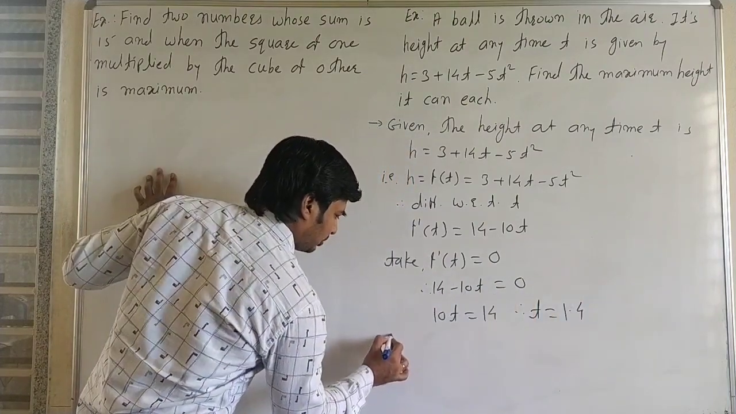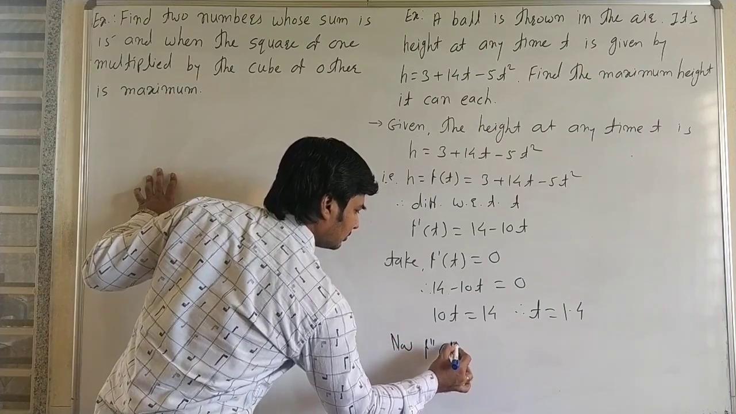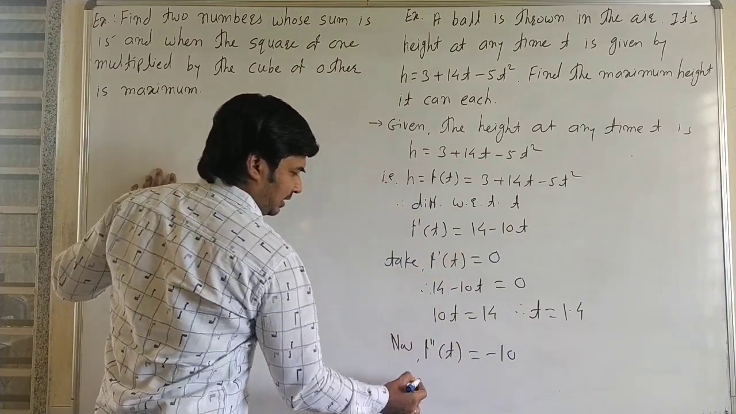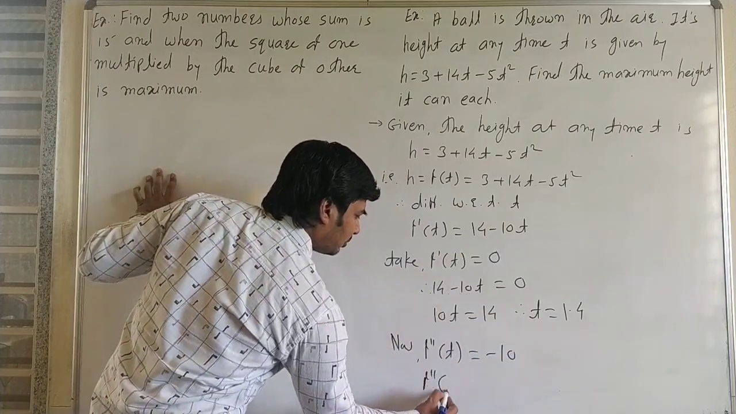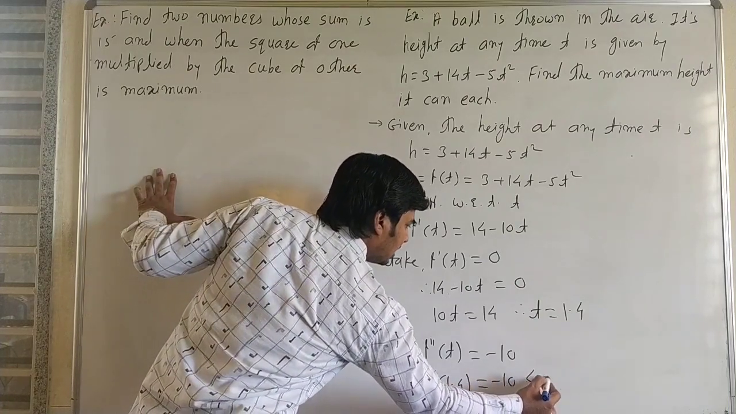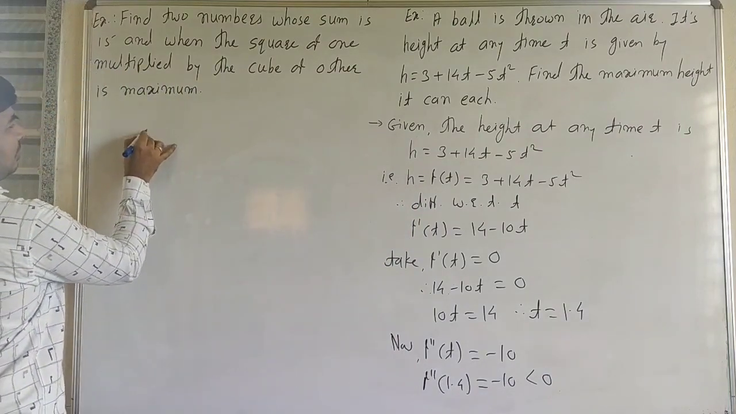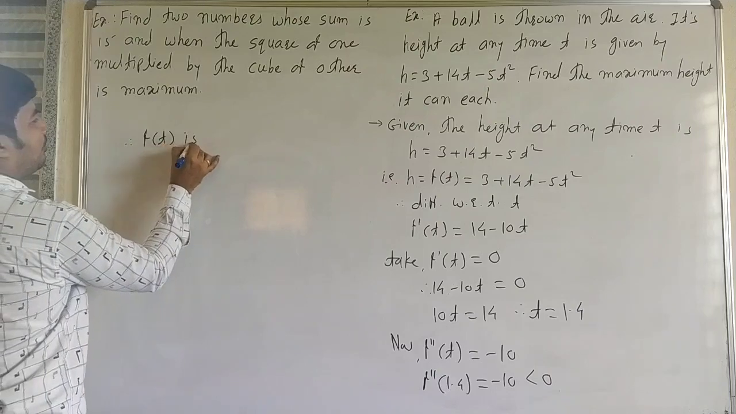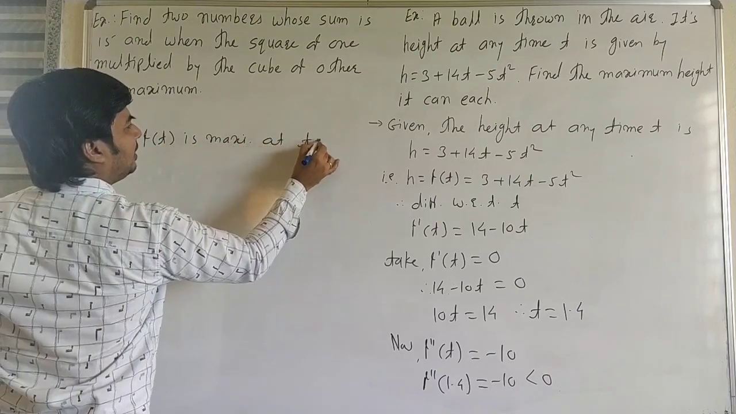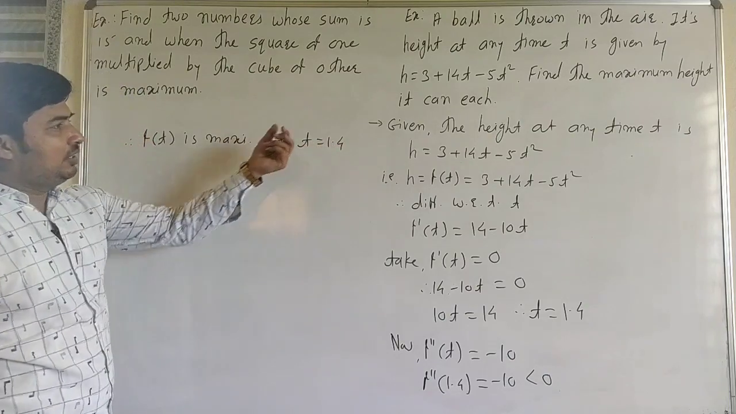Now f double dash of t is equal to minus 10. Then f double dash of 1.4 is equal to minus 10, which is less than 0. Therefore we can write f of t is a maximum at t is equal to 1.4. Okay, f of t is maximum at t is equal to 1.4.